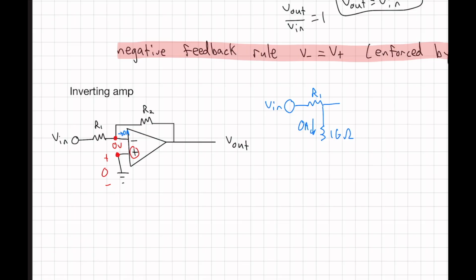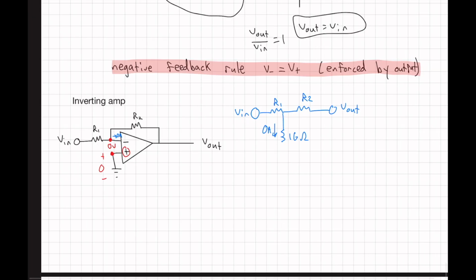And then we have R2, and at the end of R2, we have V out. So what I like to do here is just cut off this 0 amp spot. No current's going there, so it's not useful to our circuit.